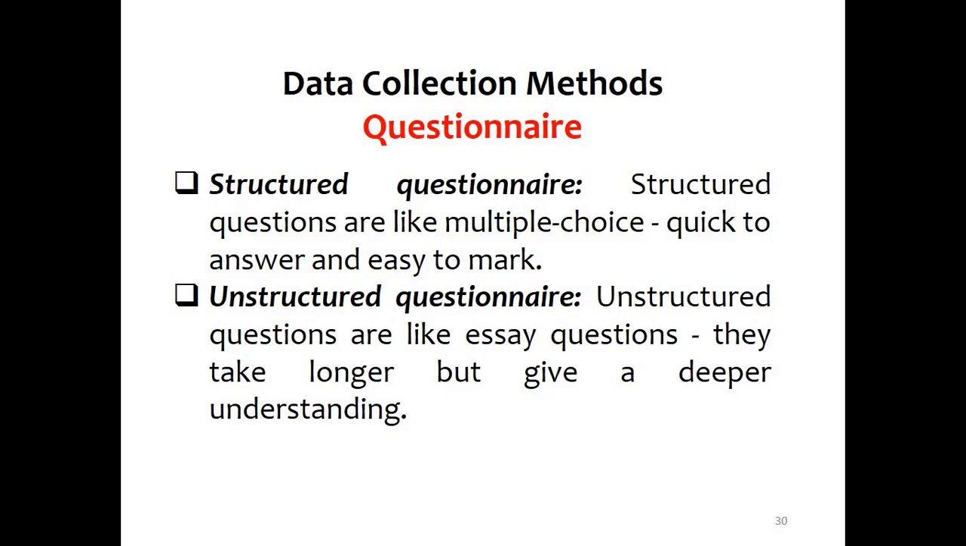Potential for irrelevant information. Respondents may provide information that is not relevant to the research question, requiring researchers to sift through irrelevant data. Lower response rates. Unstructured questionnaires often have lower response rates than structured questionnaires because they require more effort from respondents. Literacy dependent. The effectiveness of these questionnaires relies heavily on the respondents' literacy skills, potentially excluding or disadvantaging certain populations.